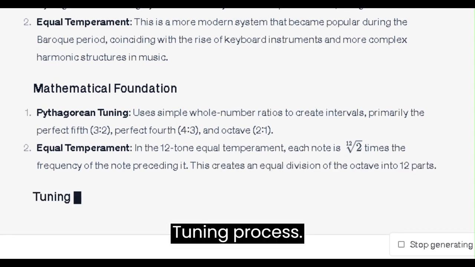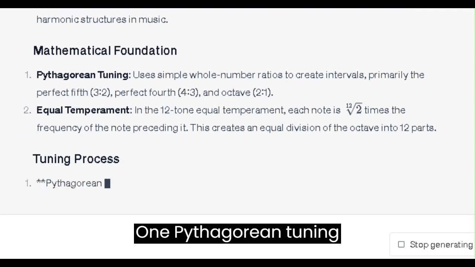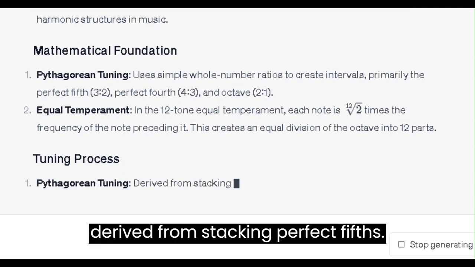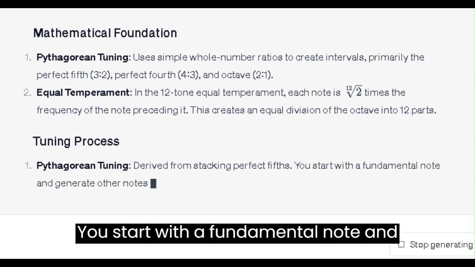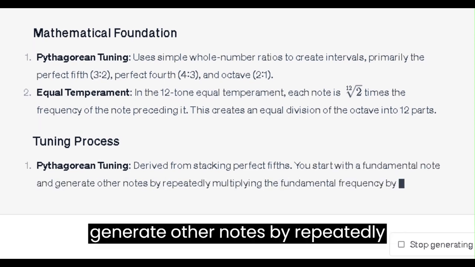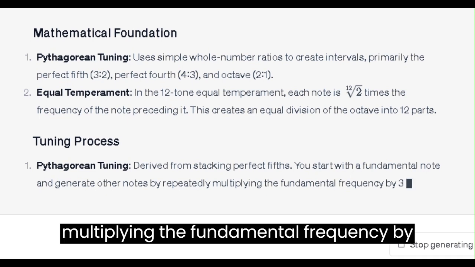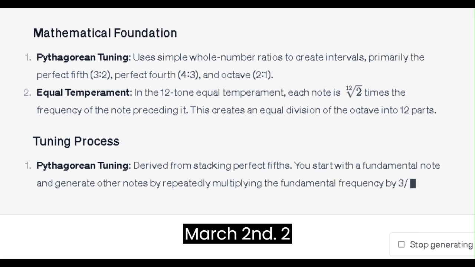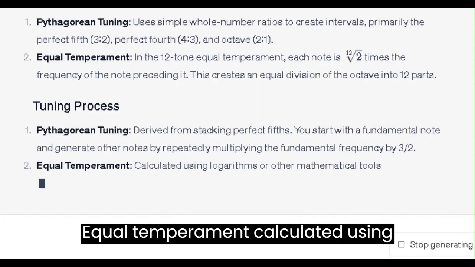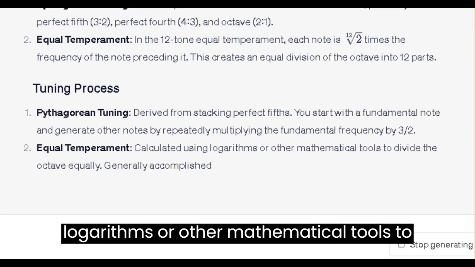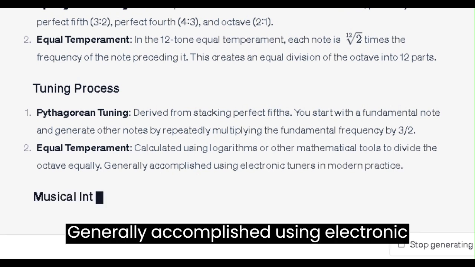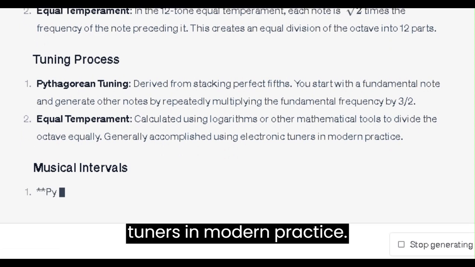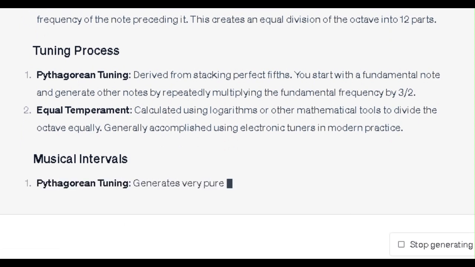Tuning process. 1. Pythagorean tuning, derived from stacking perfect fifths. You start with a fundamental note and generate other notes by repeatedly multiplying the fundamental frequency by 3/2. 2. Equal temperament, calculated using logarithms or other mathematical tools to divide the octave equally. Generally accomplished using electronic tuners in modern practice.